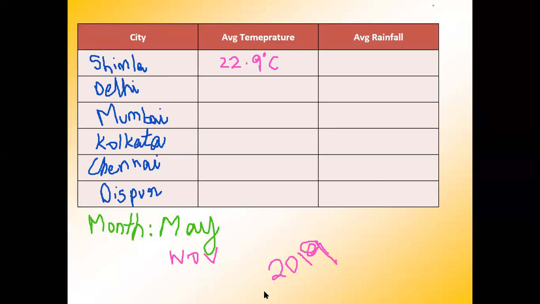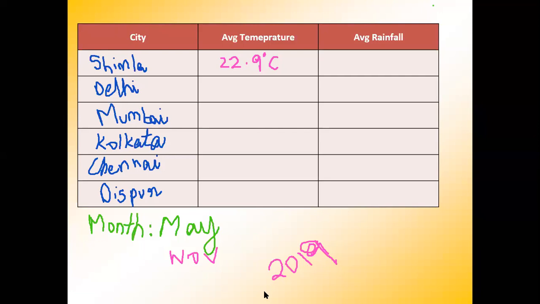I'm also doing the rainfall at the same time because if I go to the website, it tells me about the temperature, rainfall, daylight, sunshine, everything. So I'm picking up the rainfall from here. The rainfall in May over here is 56.4 mm. So I'm going to write that down.